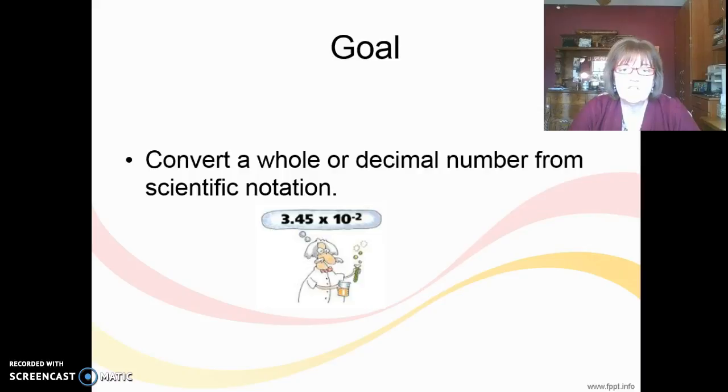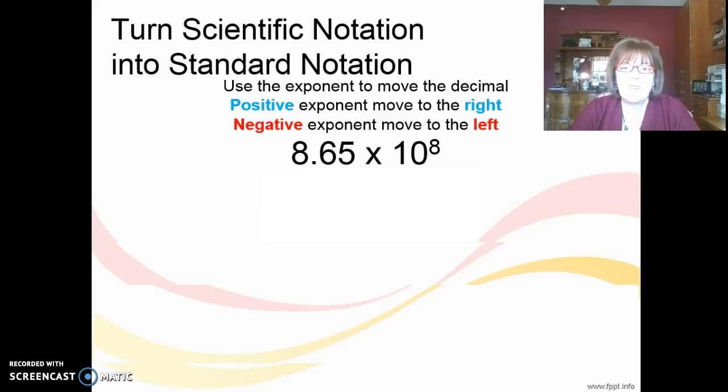Today's goal is to convert a whole or decimal number from scientific notation. So we're going to get a whole or decimal number out of scientific notation. I want to point out a couple of things you have to remember. Use the exponent to move the decimal point.